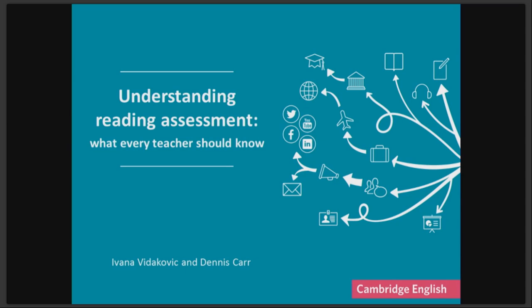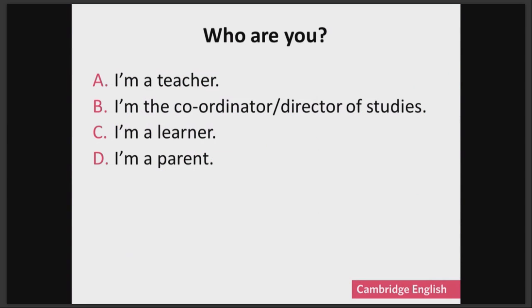What we'd like to do is just quickly find out a bit about you before I hand over to our two presenters. So we would like to know who you are. If you look below the chat box, in a second you'll see the letters A, B, C and D. If you're a teacher, click on A. If you're a coordinator or director of studies, click on B. If you're a learner, click on C. And if you're a parent, click on D. If you're attending for a different reason, then please write it in the chat box.